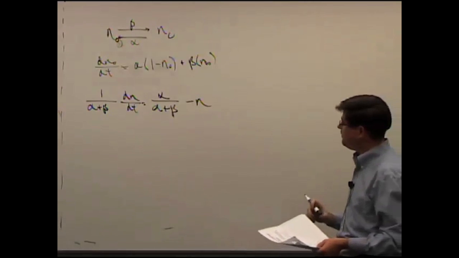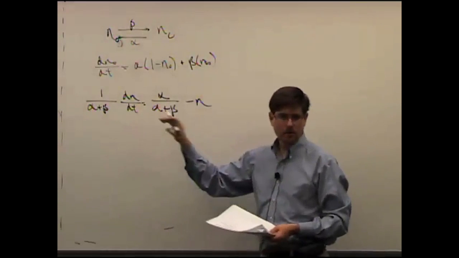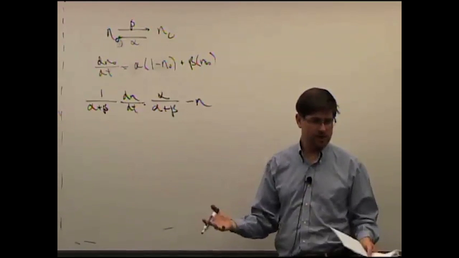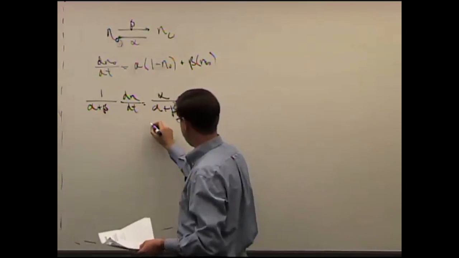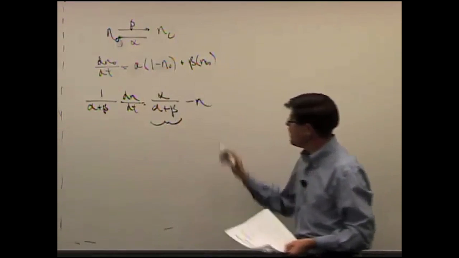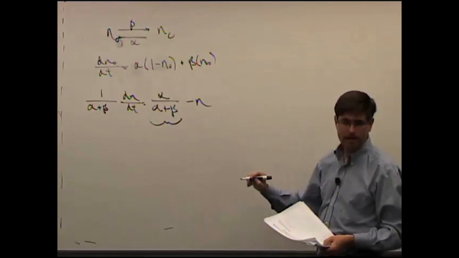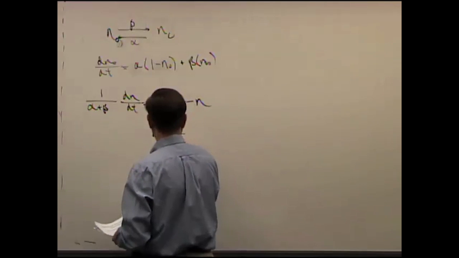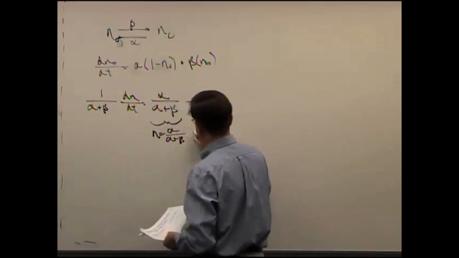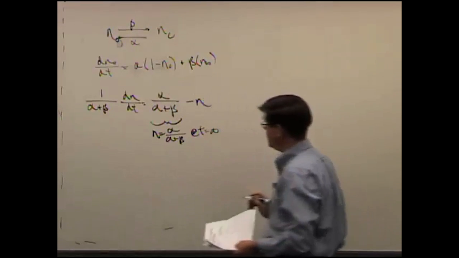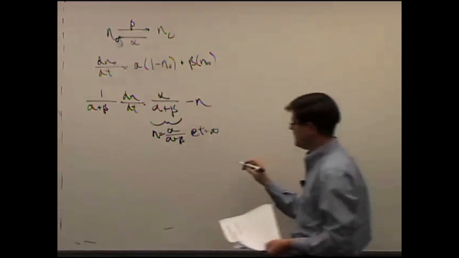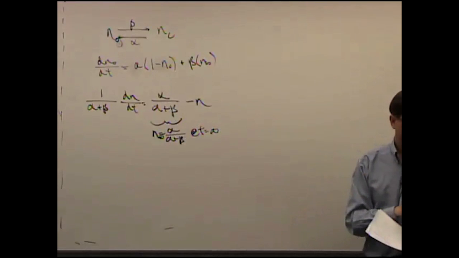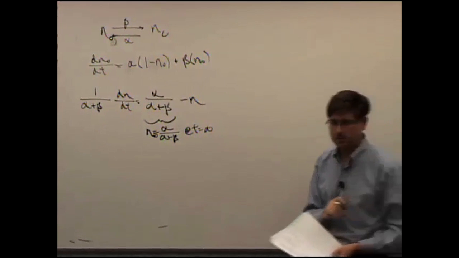Okay, so if dn dt is equal to 0, that's the steady state solution. We're no longer changing the number of channels. And so if dn dt is equal to 0, this is what n is going to be equal to, right? So n equals alpha over alpha plus beta at t equals infinity. This is the steady state, and we're going to call this value n infinity. Right? That's the steady state solution.